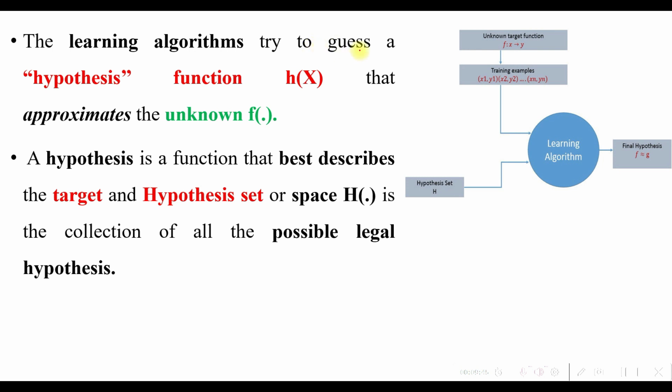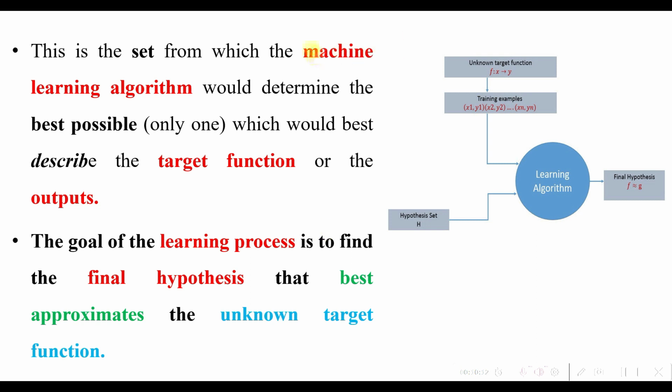The learning system tries to guess a hypothesis function h(x) that approximates the unknown function. A hypothesis is a function that best describes the target. The hypothesis set or space H is the collection of all the possible legal hypotheses. This is the set from which the machine learning algorithm would determine the best possible way to describe the target function or the outputs. So the goal of the learning process is to find the final hypothesis that best approximates the unknown target function.